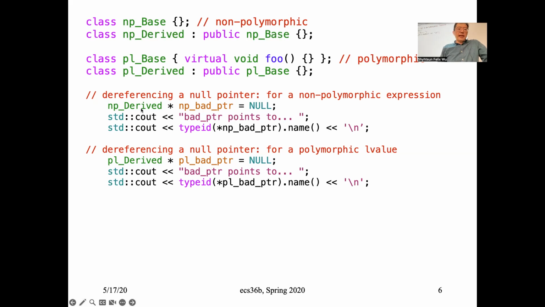I'm setting the NP derived pointer to null, so it's a null pointer to an NP derived. Let's see what I did in this line. It's kind of strange. This is called a dereference, right? So this is a pointer. What kind of pointer is this? This is a null pointer, okay? And then I try to dereference it. So what do you think is going to happen if I dereference a null pointer?